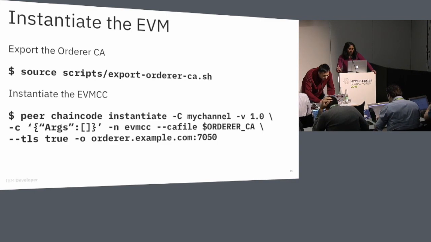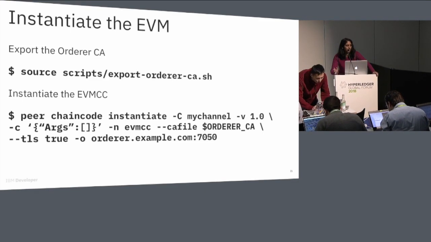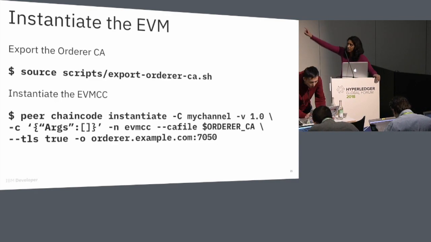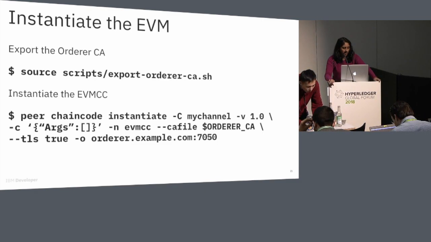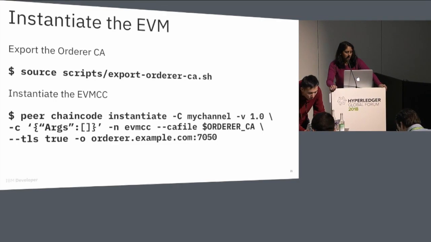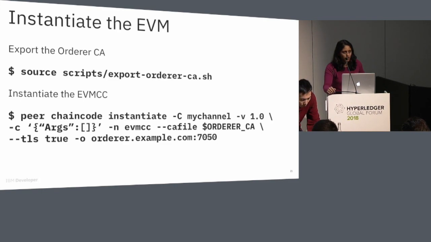And I have given a script to export the orderer CA so that way you don't have to type that file path out every time you do a transaction. And basically you have to source it, don't run it, source it. It's just doing an export command, and it's setting the ORDERER_CA environment variable. And then you're going to run the peer chaincode instantiate. And the channel that should have been created when you created the network is mychannel. We installed it as version 1.0, so make sure you do v1.0.